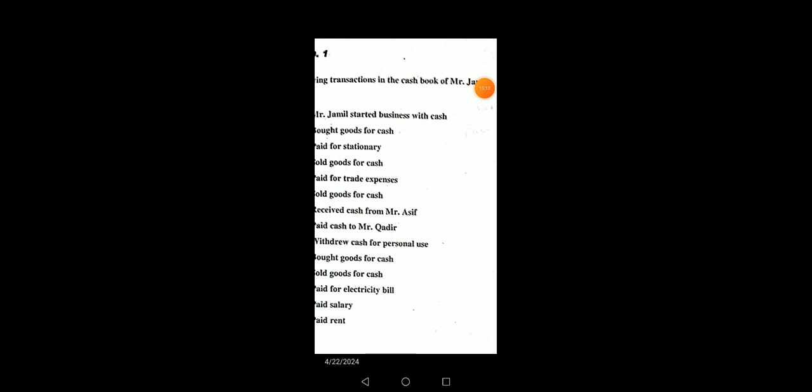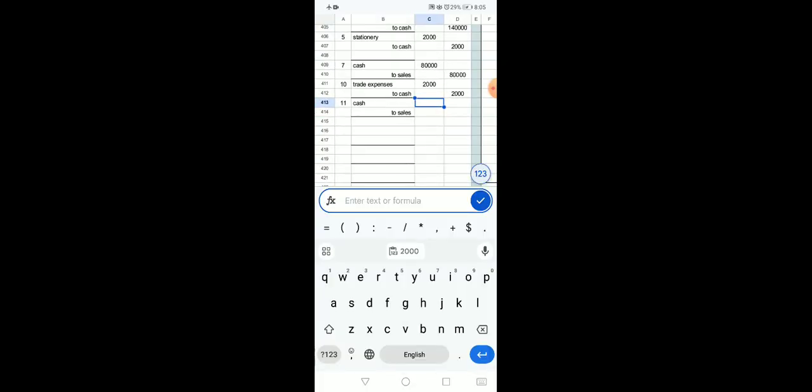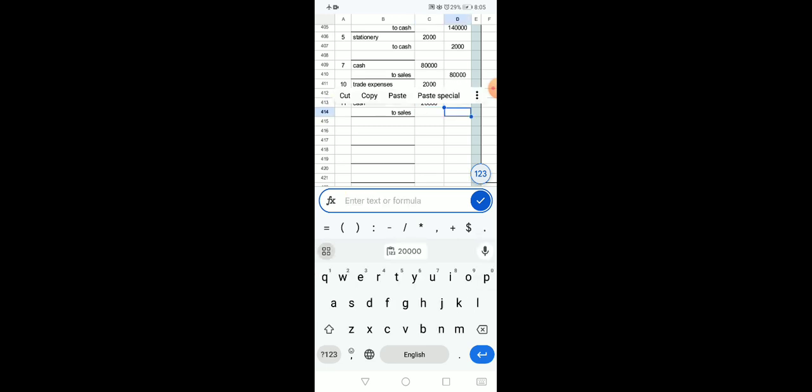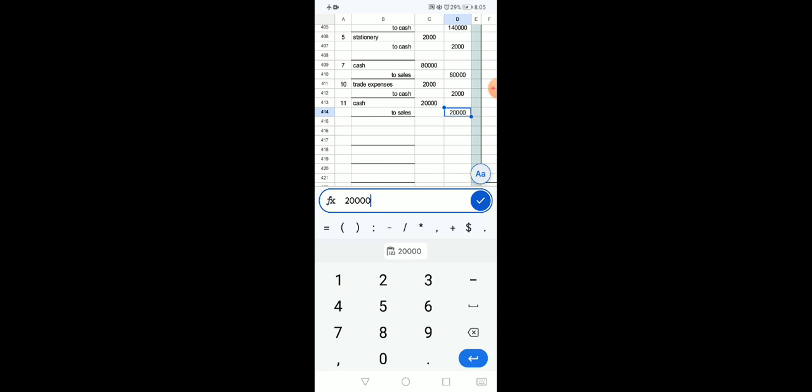Actually, the distance between the statement and the amount is so large that alignment can be disturbed. So I have taken time. It is 20,000. So you will write 20,000 over here and will write the same amount on the other side, that means the credit side. Entry number 11 is completed for 20,000.